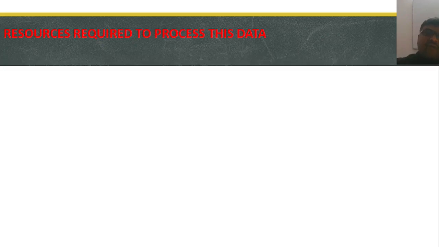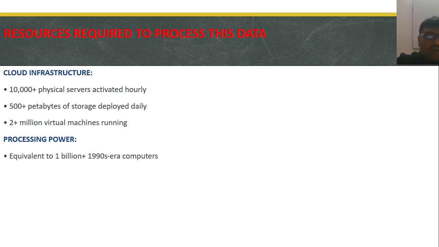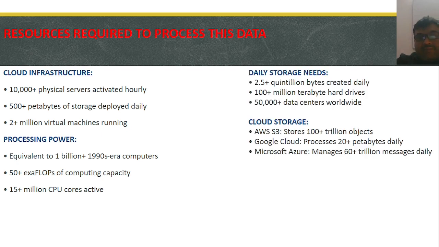Now, what are the requirements to process this data? As the data increases, we have some processing requirements. First is the cloud infrastructure. As you can see, at present 10,000 plus physical servers are active hourly, and 500 plus petabytes of storage are developed daily. So all these are cloud infrastructure that we are building currently. Processing power is equivalent to 1 million plus 1990-era computers, 50 plus exaflops of computing capacity, and 15 plus million CPU cores active at present. Daily storage need is 2.5 plus quintillion bytes.